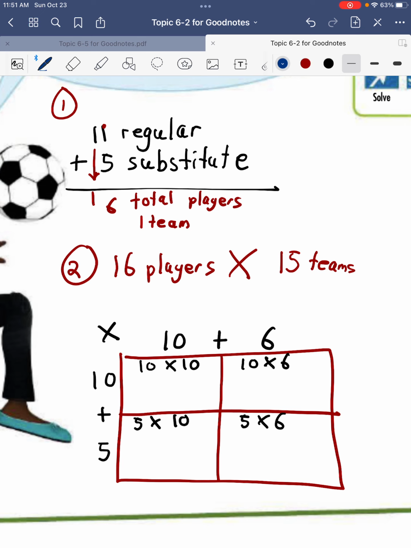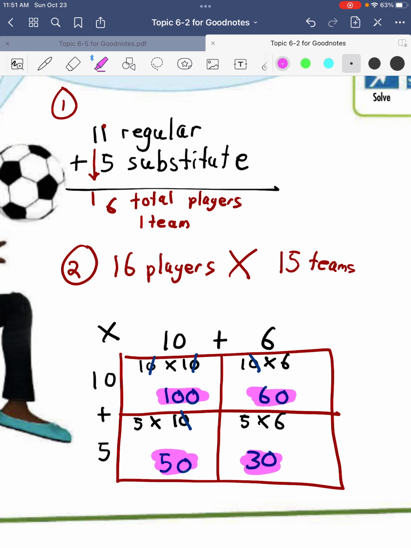Now I can multiply. So 10 times 10, bring down my zeros, cross them out. 1 times 1 is 1. 10 times 6, bring down my 0, cross it out. 1 times 6 is 6. 5 times 10, bring down my 0, cross it out. 5 times 1 is 5. 5 times 6, we should all know, is 30. Okay. Remember, the answers I get in these little boxes, these are called my partial products. I'm going to write that down. Partial products. So you know the numbers that are highlighted are my partial products.